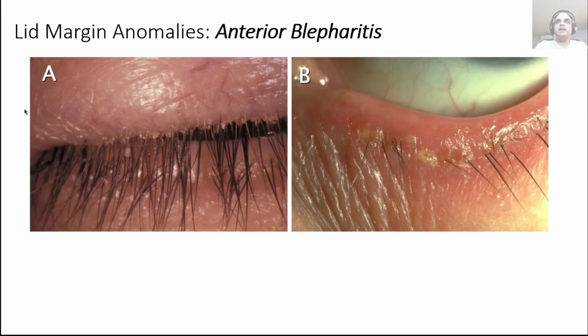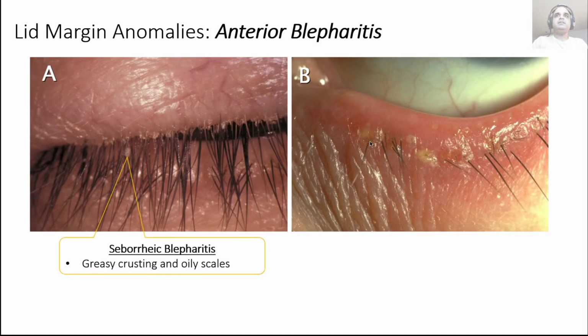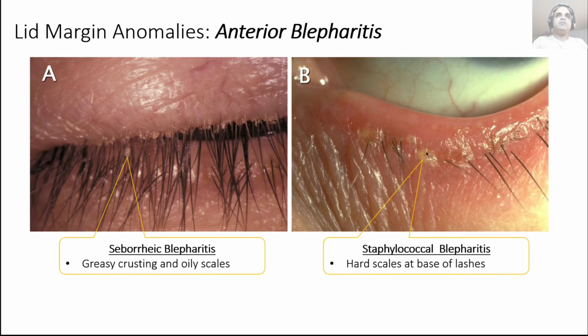So picture A represents the seborrheic type. You can see crusting of the lashes. This is the Staphylococcal type. You have hard scales at base of lashes, and you can see many of the lashes are missing as well.